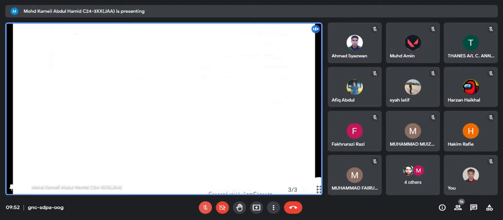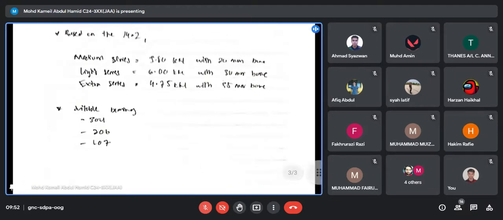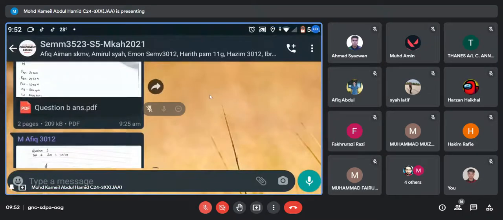Okay, so carefully check and use the right table, and select the right series. The rest, insyaAllah, you should be good.